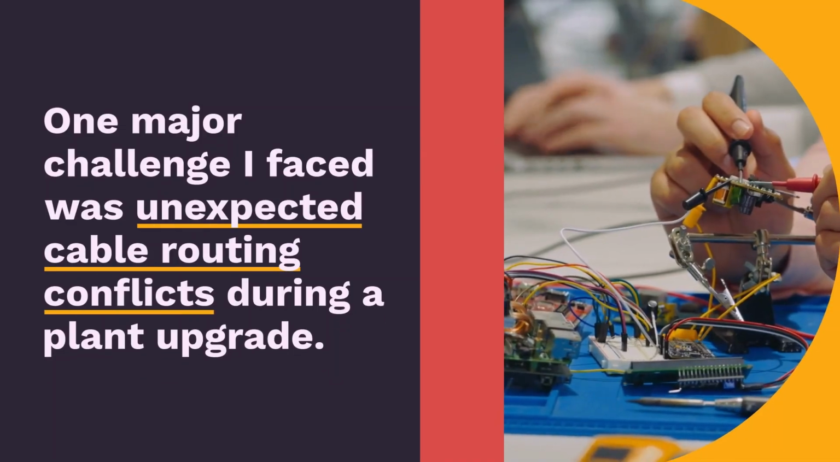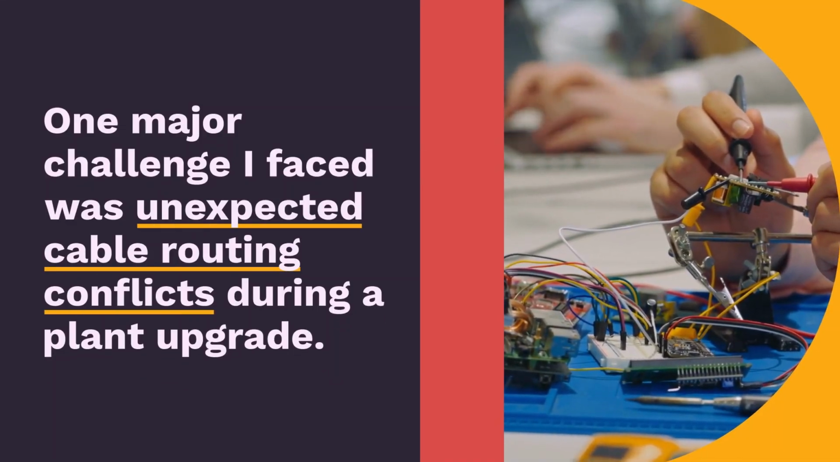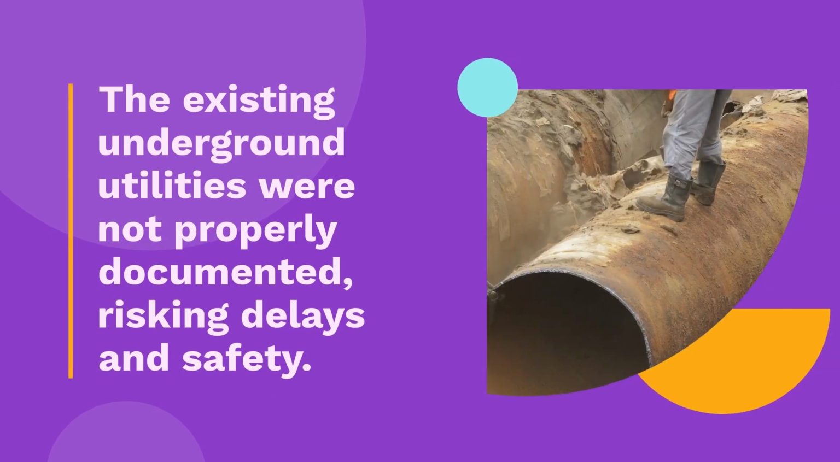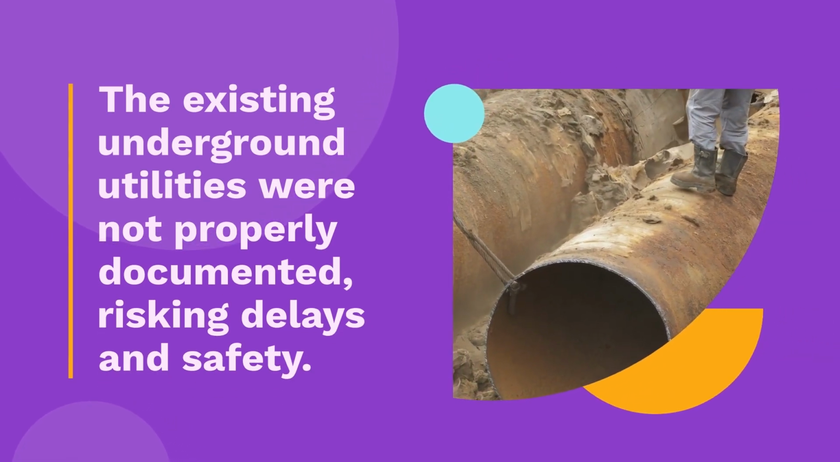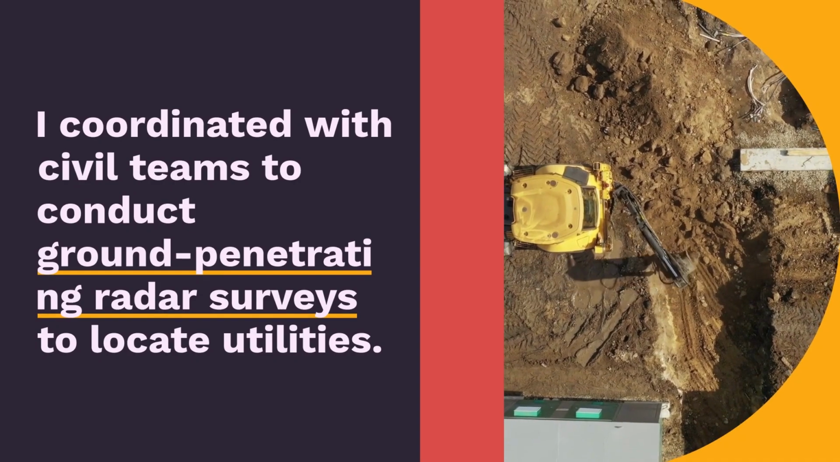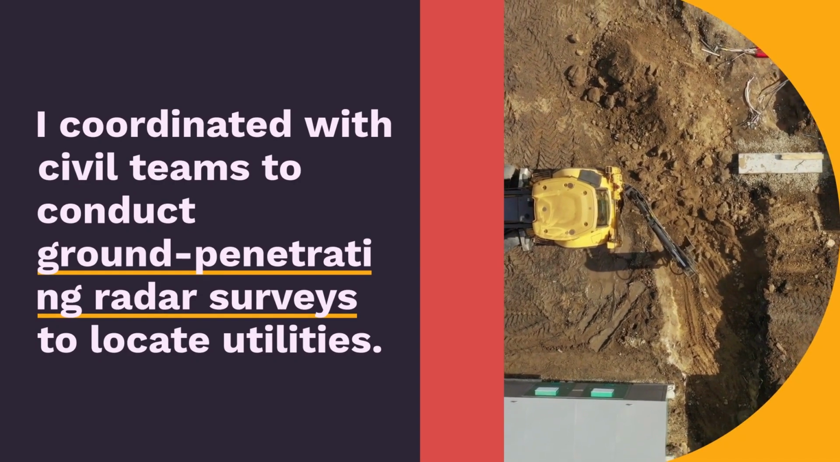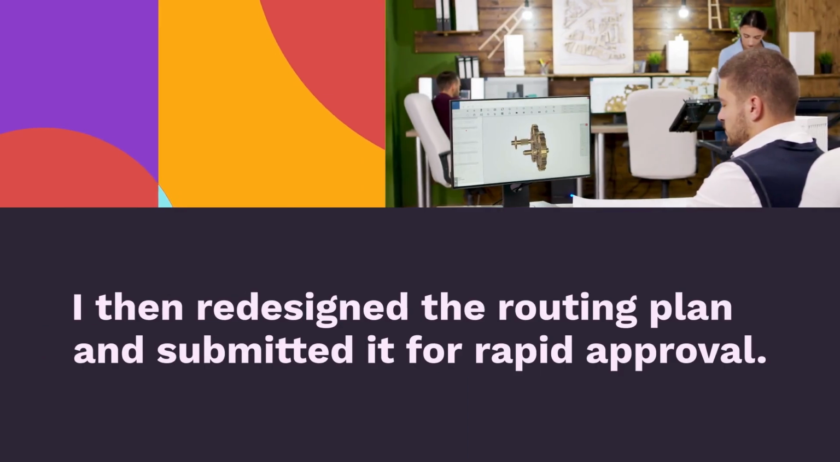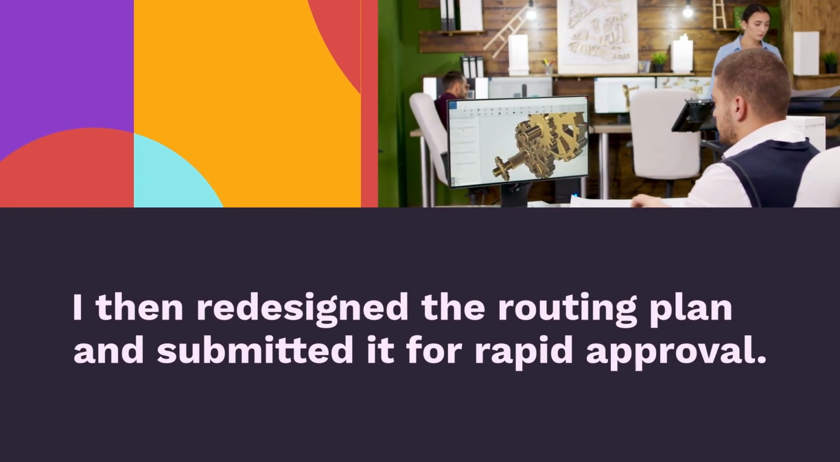18. What challenges have you faced on site, and how did you resolve them? One major challenge I faced was unexpected cable routing conflicts during a plant upgrade. The existing underground utilities were not properly documented, risking delays and safety. I coordinated with civil teams to conduct ground-penetrating radar surveys to locate utilities. I then redesigned the routing plan and submitted it for rapid approval.